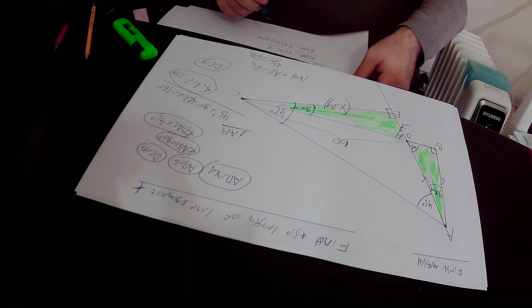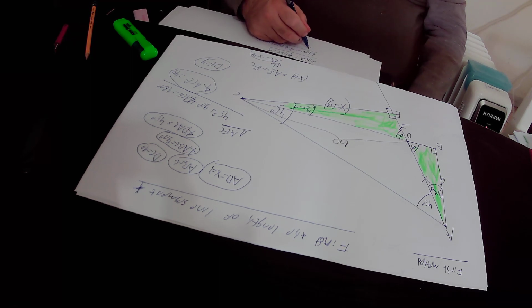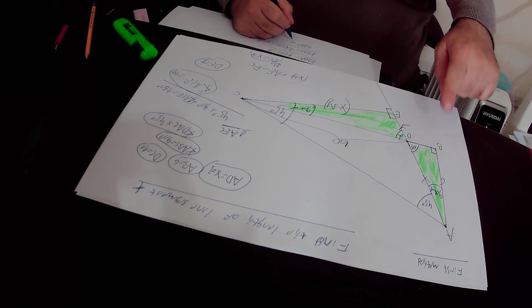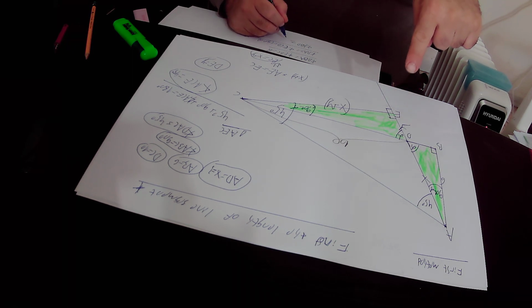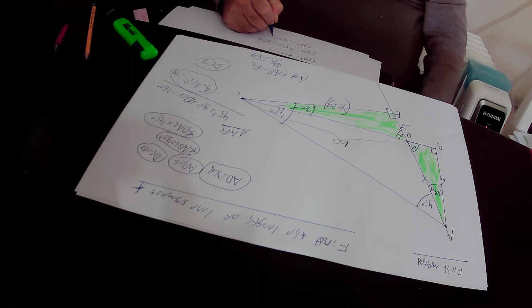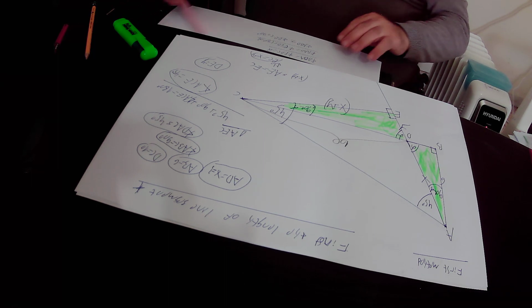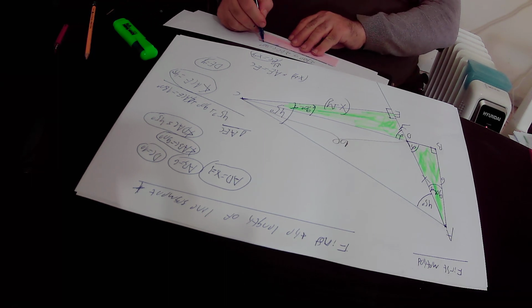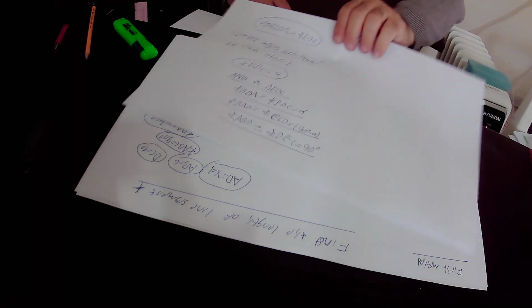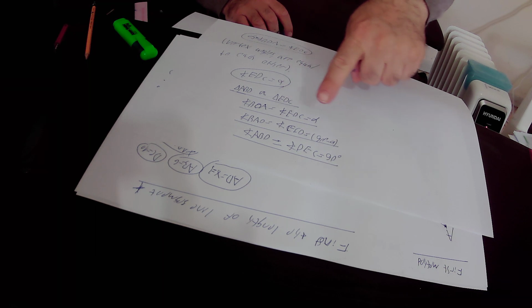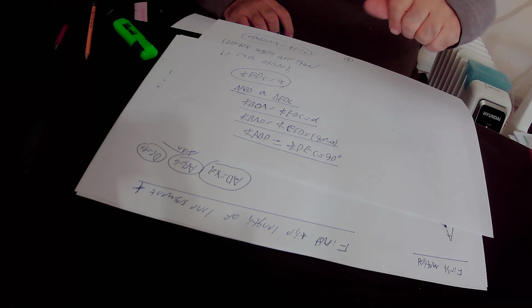So we can write down that angle ABD is equal to this angle, which is actually angle DEC, and they are both equal to 90 degrees. I'll repeat again. Angle ABD is equal to angle DEC, and they are both equal to 90 degrees.